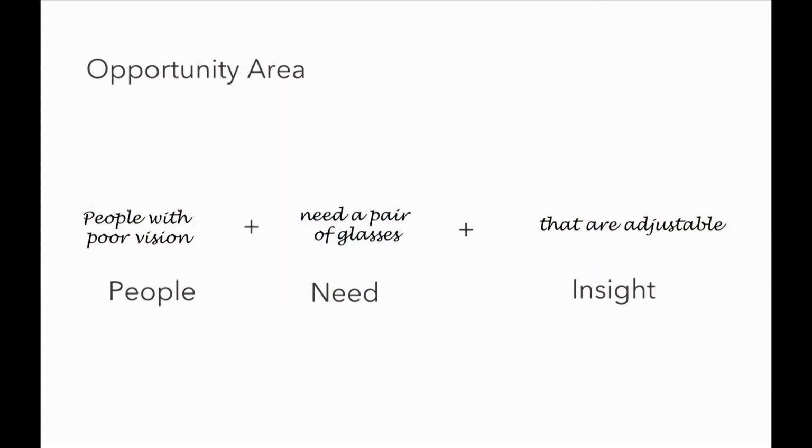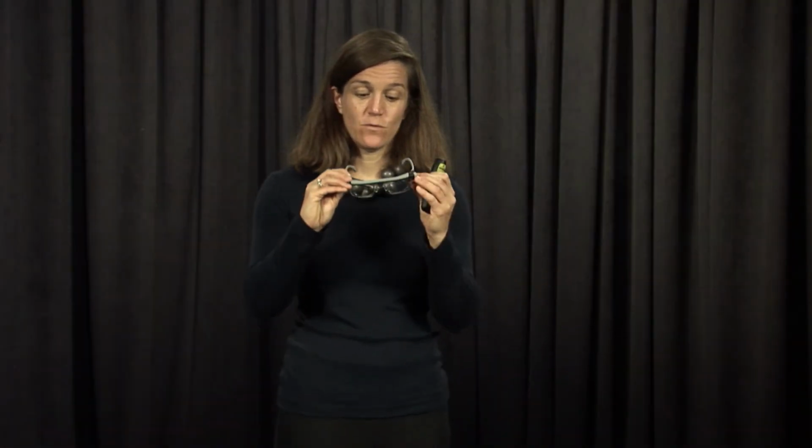One thing I want to warn you about is to make sure that you don't make your opportunity area embed a solution in it. So here's an example of a bad opportunity area statement that would have only led to one solution and not a breadth of solutions that are necessary for getting to an innovative idea. They could have said, people with poor vision need a pair of glasses that are adjustable. That would have led them directly to this solution, but they may not have been able to consider a whole host of other solutions that informed this final solution.